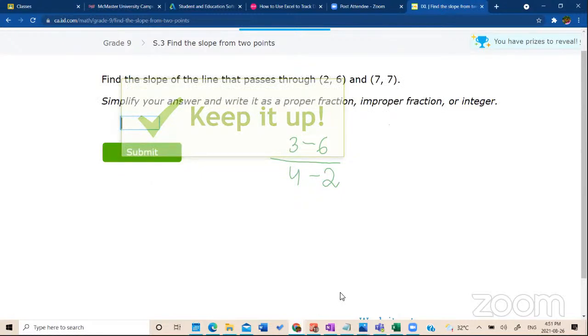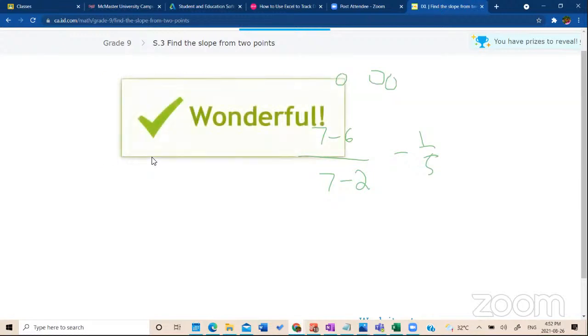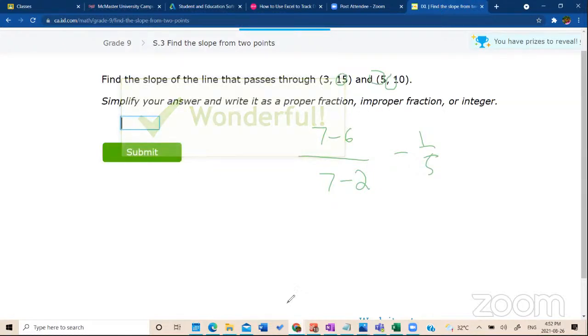Very good. It's going to be 7 minus 6 over 7 minus 2. So 7 minus 6, and then 7 minus 2. Very good, 1/5. Excellent. It's not negative, it's positive. Oh yeah, I was just trying to make the equal sign, which I didn't. Okay. Correct.